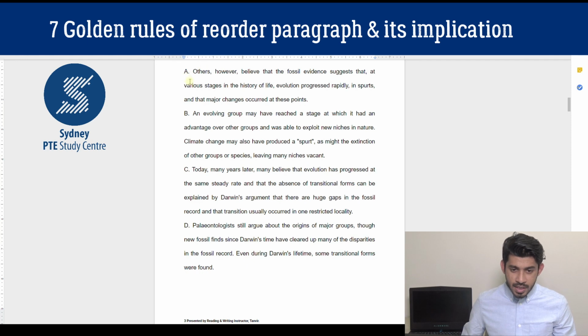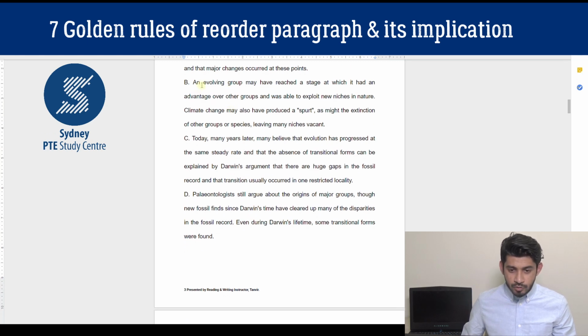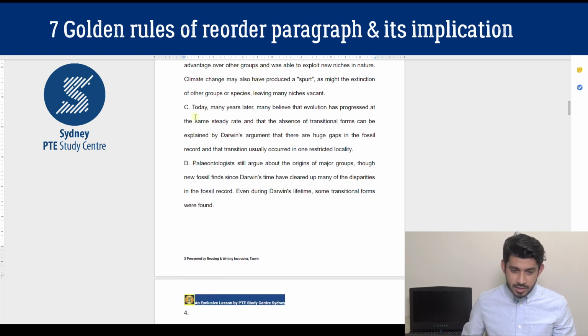Okay. A starts with however. Look, others however. So as I said, if a sentence starts with a discourse marker, that cannot be your first sentence. Okay. An evolving group may have reached a stage. Look, it can be your first sentence. Number C, today, many years later. That means something happened before. Number D, okay, paleontologists still argue about origins of major groups.